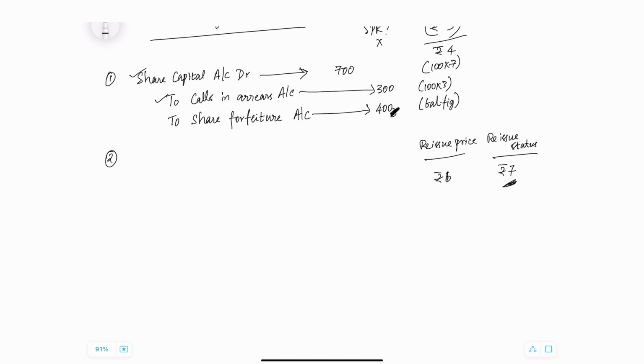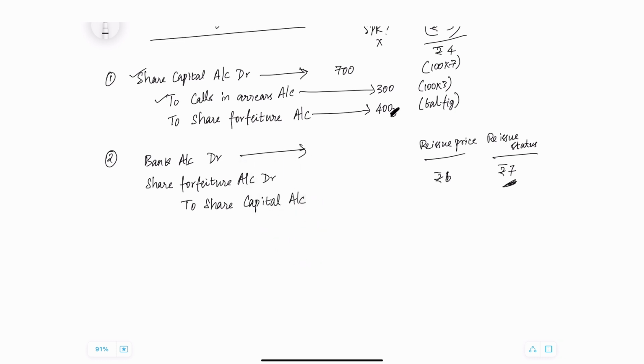Now, reissue price is 6, reissue status is 7. So let me write the journal entry. Bank account debit, share forfeiture account debit, because we are giving a discount. So I am debiting share forfeiture account as well, to share capital account. Bank account debit, share forfeiture account debit to share capital account.